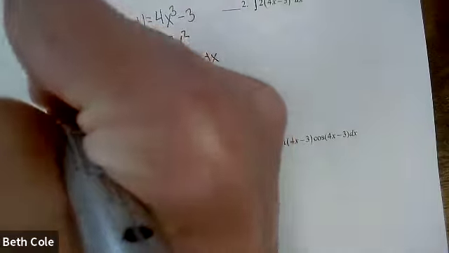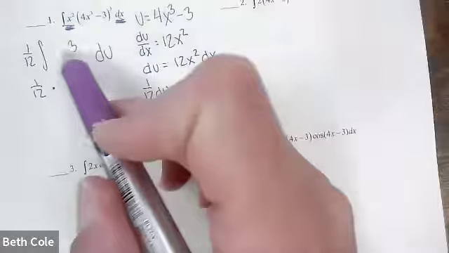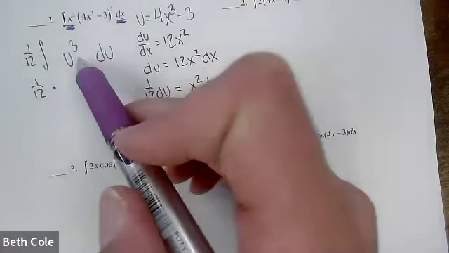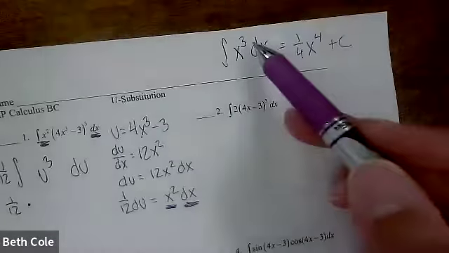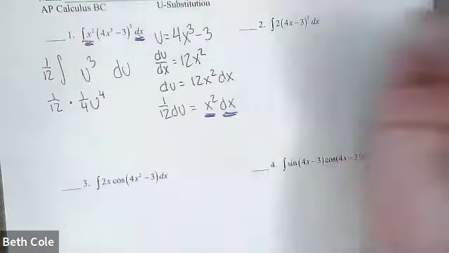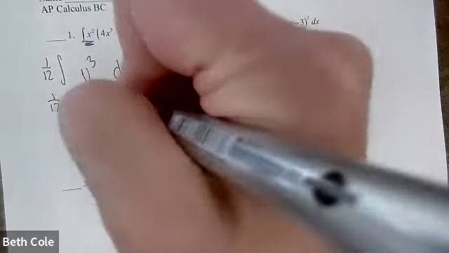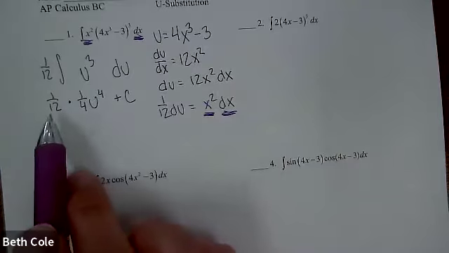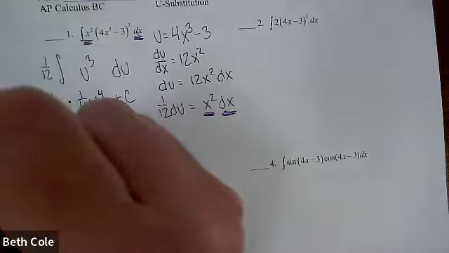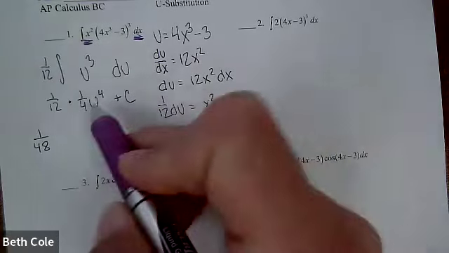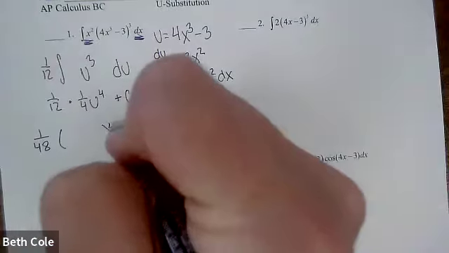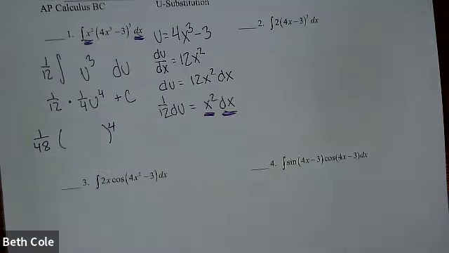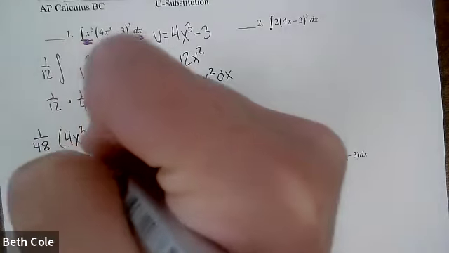I'm going to just hold on to the 1/12 for a second. What's your antiderivative for u cubed? Actually, that's kind of like the one I made up here. Yeah, 1/4 u to the 4th, or u to the 4th over 4, plus c. Now we're just going to clean it up a little bit. 1/12 times 1/4 is 1/48. Now, in place of u, because it says u to the 4th, what was u that we said? Yeah, 4x cubed minus 3, and then plus c.